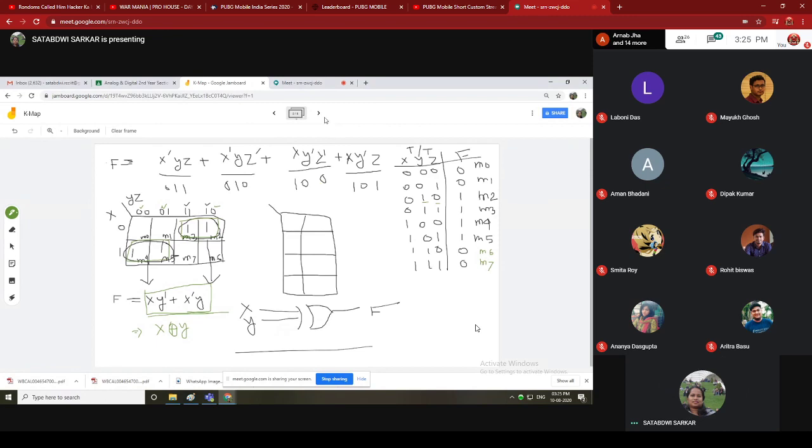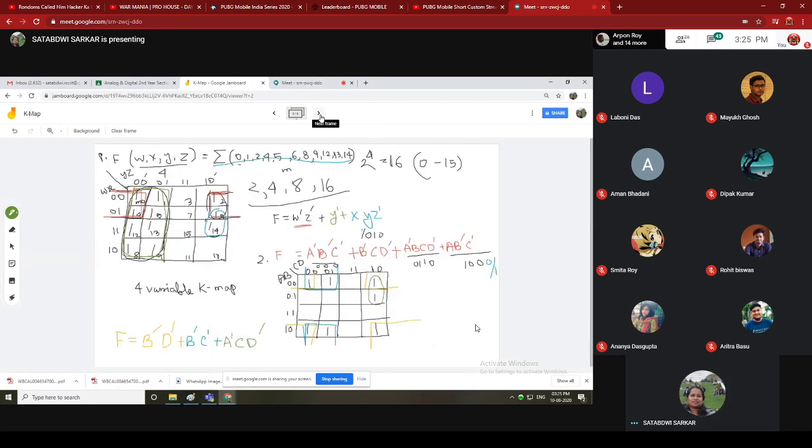Okay, now in this K-map, here we have 4 variables. So 2 to the power 4 means 16. See here it is 16, that is 0 to 15. So this is the K-map for 4 variables. See W, X, Y, Z. 4 variables are there. So combination of 4 variables can be starting from 0 0 0 0 up to 1 1 1 1. Okay, so 0 to 15. So this is the K-map.